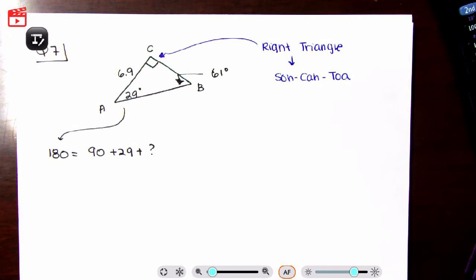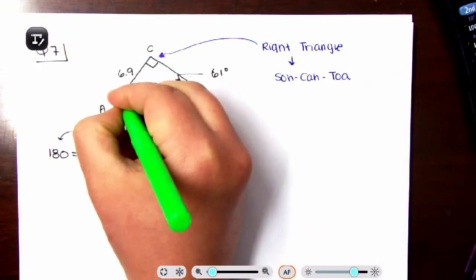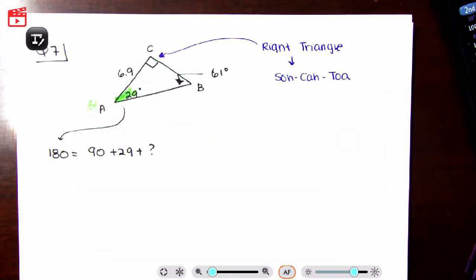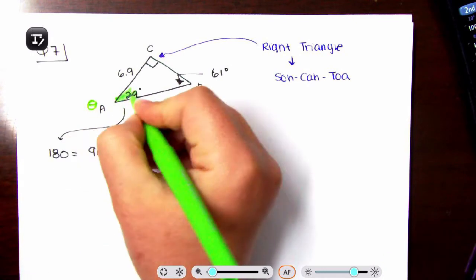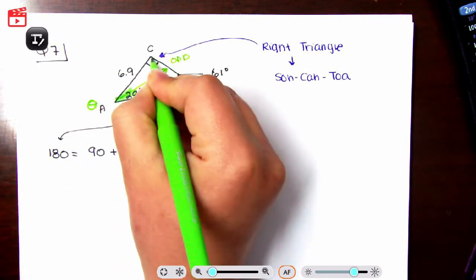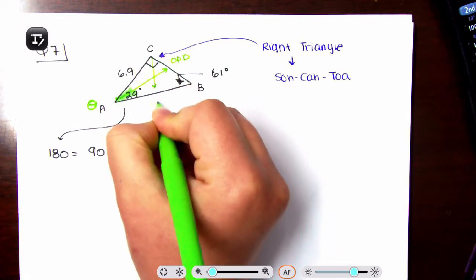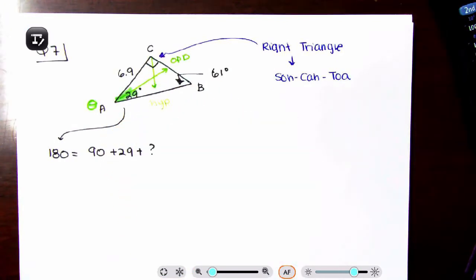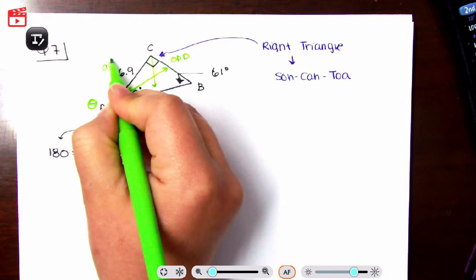So let's choose an eyeball. It doesn't matter which eyeball. I'm going to choose A as my theta. Since I am in the point of view of A, across the street would be my opposite. Across the street from our 90-degree angle is our hypotenuse. And this one would be our adjacent.